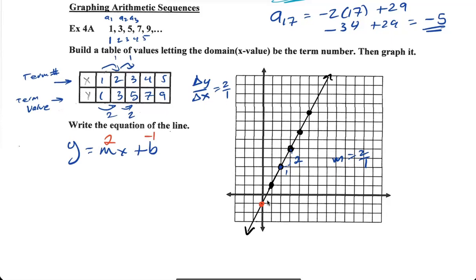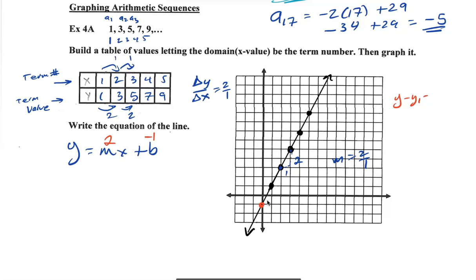Or if you wanted to, you could do a point slope form, right? My favorite form. Our slope is 2. You pick any point like 1 and 1, and you can do the math. Either way works. Either way gets you the right answer. Right, so our equation remains y equals 2x minus 1, like that.